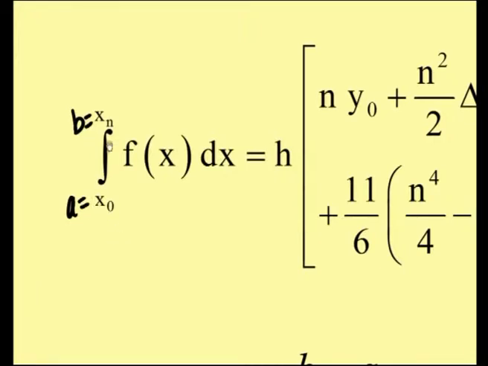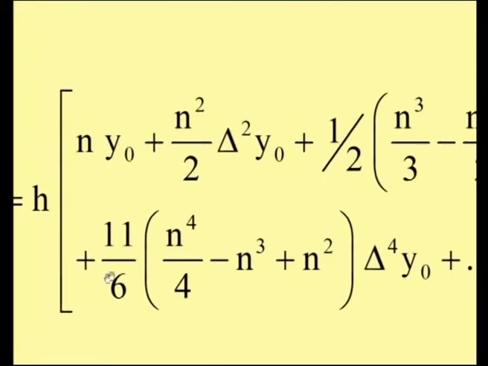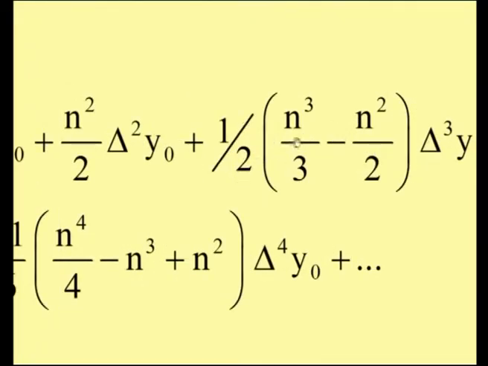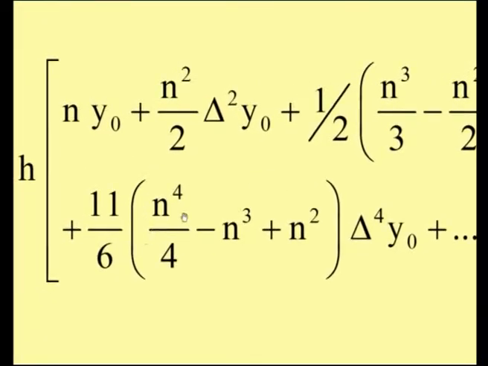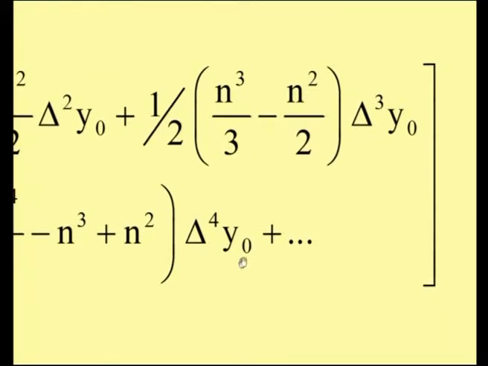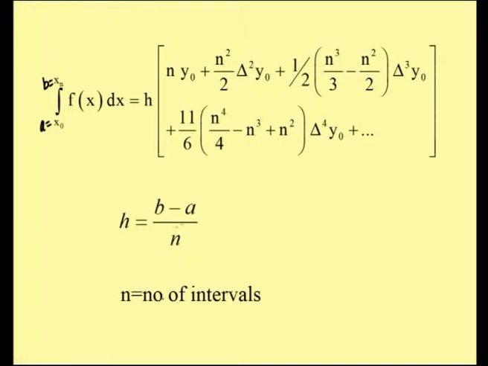So, the integral from x naught to xn of f of x dx is equal to h into n y naught plus n square by 2 del square y naught plus 1 by 2 (n cube by 3 minus n square by 2) del cube y naught plus 1 by 6 (n power 4 by 4 minus n cube plus n square) del power 4 y naught plus etc., where h is equal to b minus a divided by n, and n is the number of intervals. The trapezoidal rule, Simpson's 1/3 rule and Simpson's 3/8 rule are particular cases of the Newton-Cotes formula.